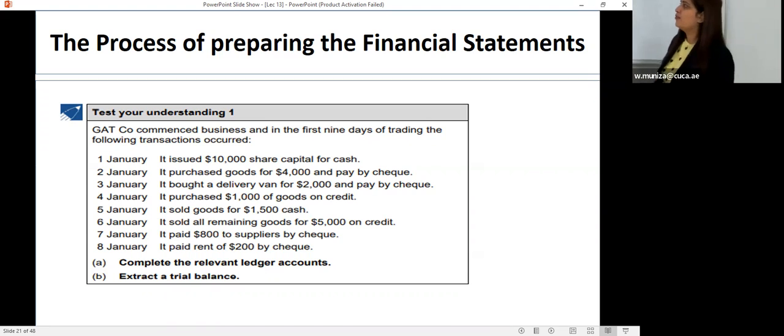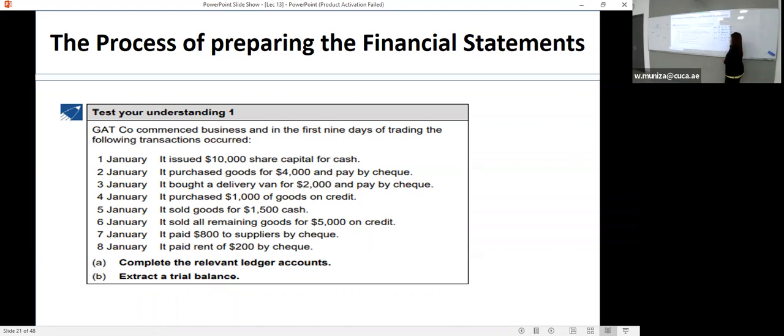It bought a delivery van for $2,000 and paid by check. Excellent. Very good. So January 3, debit is going to be the non-current asset account with an amount of 2,000 and credit will be the bank account, 2,000. Then January 4, it purchased $1,000 of goods on credit.